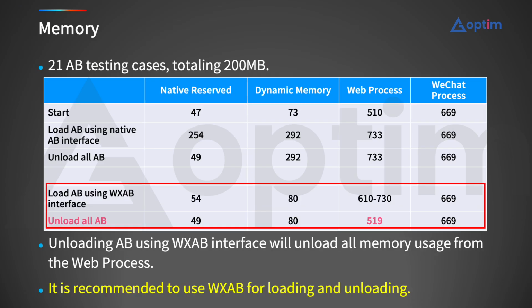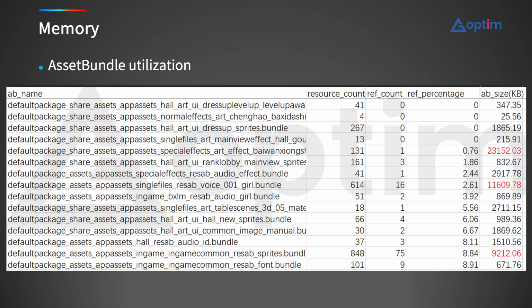Therefore, we recommend using the WeChat AB interface to load resources. In addition to supporting timely unloading, it also has cache management capabilities, which can be further explored in the official WeChat documentation. Earlier, we discussed how loading asset bundles might affect minigame crashes, especially the content within the asset bundles.